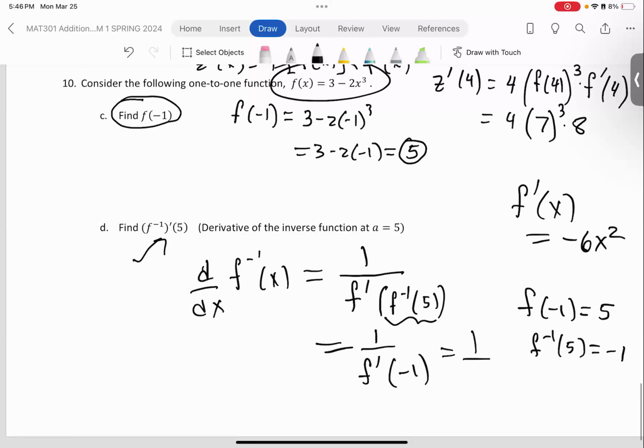So let me plug it in. What is it, by the way? It's -6, right? -6 times -1 squared. So it's 1 over -6. 1 over -6 is the answer.